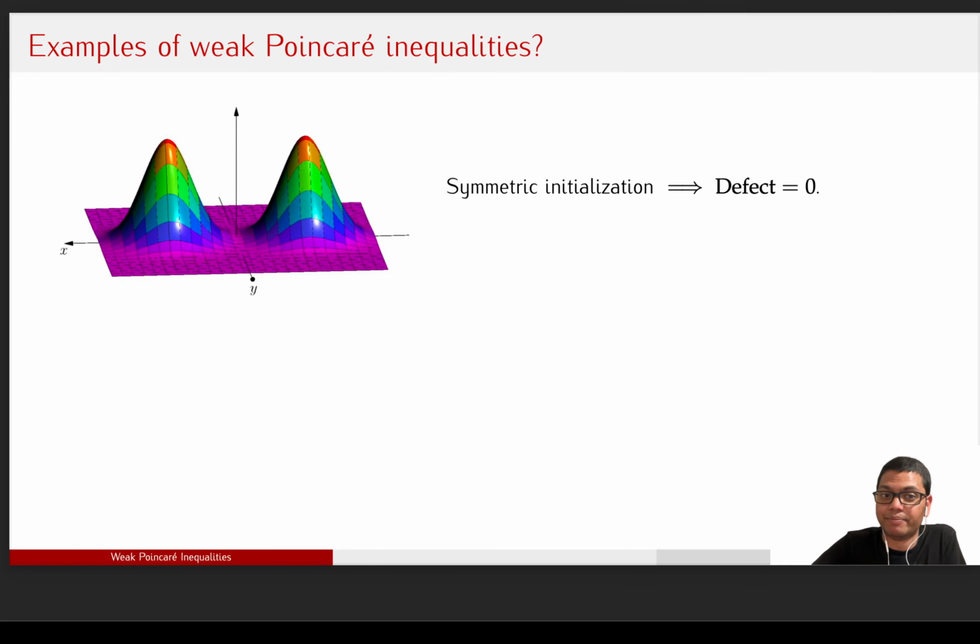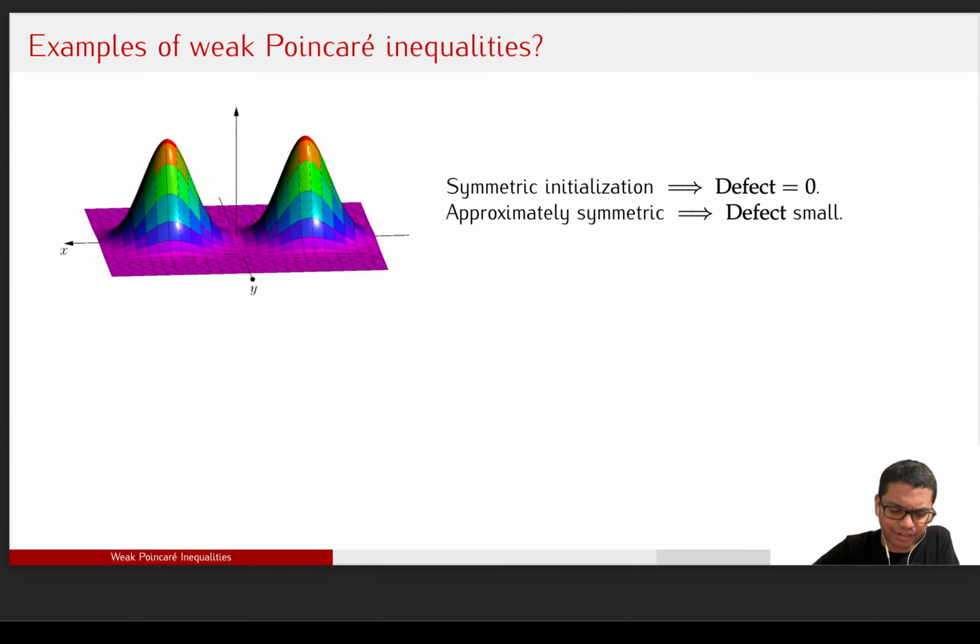But if the initialization is symmetric, that is, it puts equal mass on around both of these modes, then the defect to satisfying Poincaré inequality is even 0. If it's approximately symmetric, that is, if you put 51% of your mass on one of the clusters and 49% of the mass on the other cluster, then your defect is some small number which depends on the discrepancy between 51% and 49%.